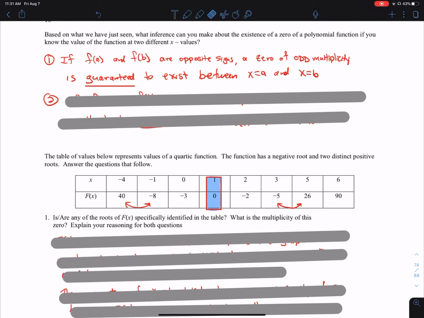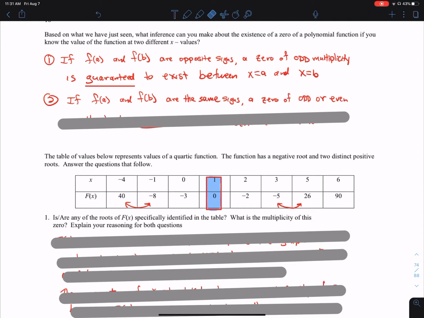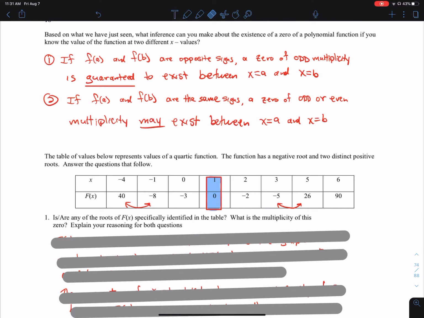There could also be other odd multiplicities that exist as well. There could be a dozen x-intercepts. This is simply saying that if f of a and f of b are opposite signs, there must be minimally at least one 0 with odd multiplicity. 2, if f of a and f of b are the same sign, a 0 of odd or even multiplicity might exist, and it might not, between x equals a and x equals b.